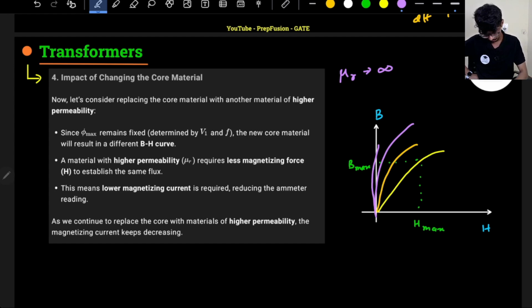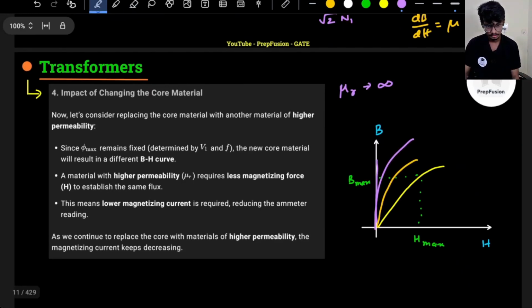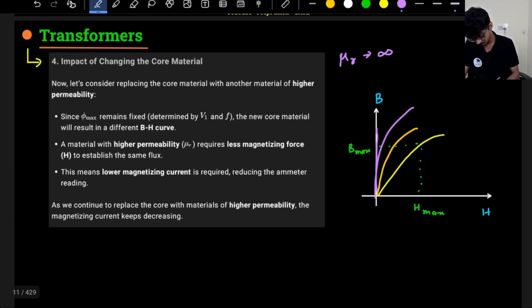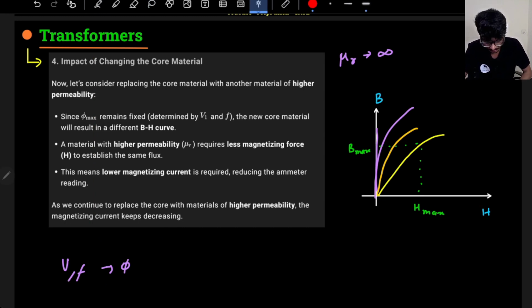So what is the difference here? Although the voltage is fixed, if voltage and frequency are fixed, then flux is fixed, correct? Then what is the problem? Why would I want a higher permeability? The difference lies in the current.